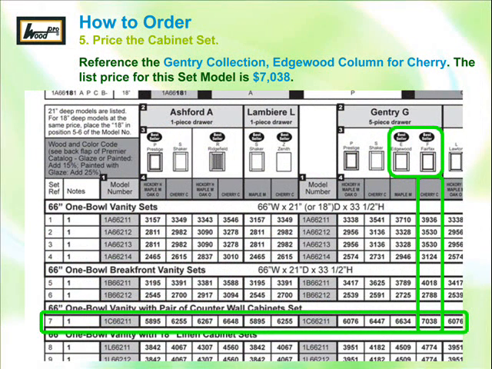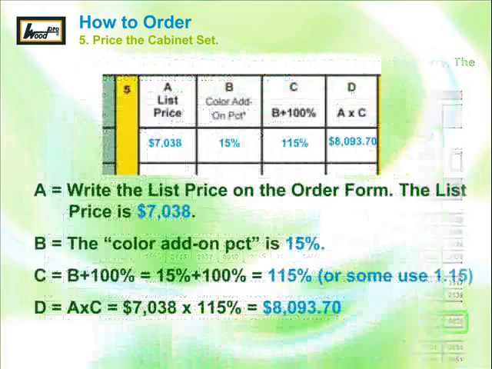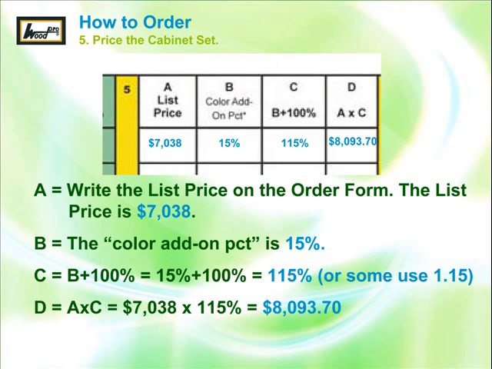We'll go back to page 10 where we've started with set 7, and we're looking at the Gentry collection columns. We chose the Edgewood door style, so there's 2 columns for both Edgewood and Fairfax door styles. There's a maple price column and a cherry price column. We'll be using the cherry price column, and we will work that down to where our model number is, and the list price for our set model is $7,038. Going back to our order form, we'll put the base list price in column A.